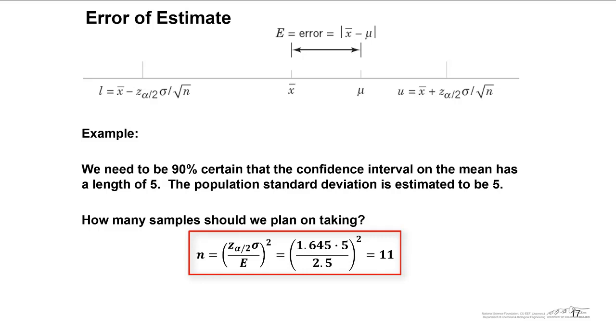Z alpha over 2 here, this is a 90% confidence interval. Alpha equals 0.1. Z of 0.05 is 1.645. We multiply that by the standard deviation, divide by E of 2.5, and we square that. We need 11 samples in order for our 90% confidence interval to have a length of 5.